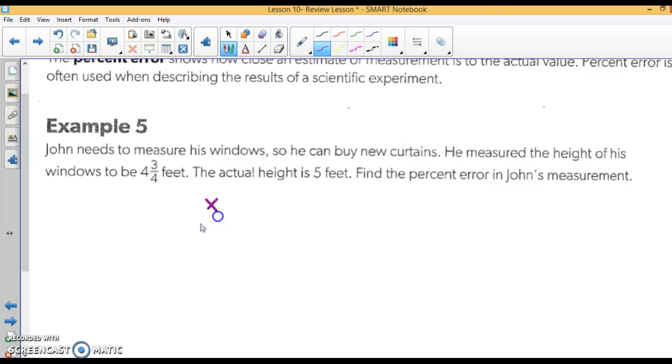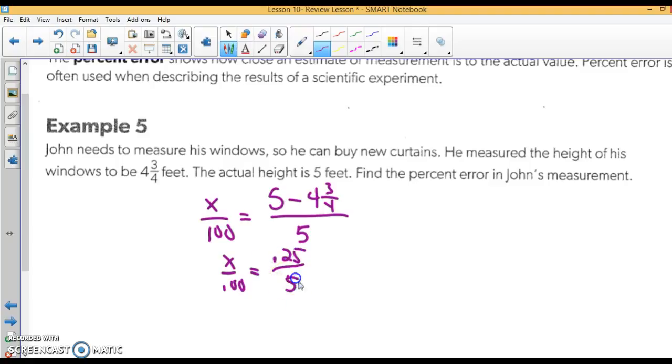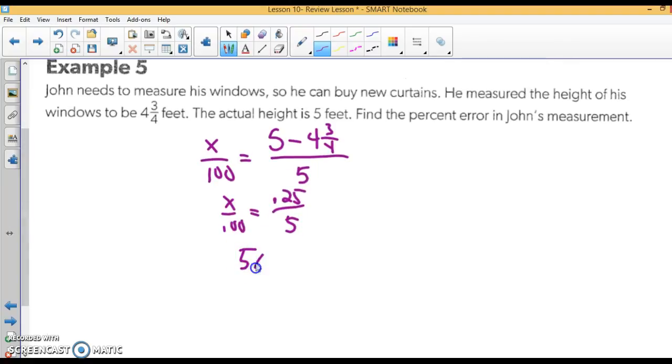So we're going to do x over 100 equals the difference, 5 minus 4 3/4, divided by what is the actual, 5. So I'll have x over 100 equals, when I subtract this, I'm going to write that as 0.25 over 5, cross multiply, and I'll have 5x equals 25, divide by 5, x is a 5% error.